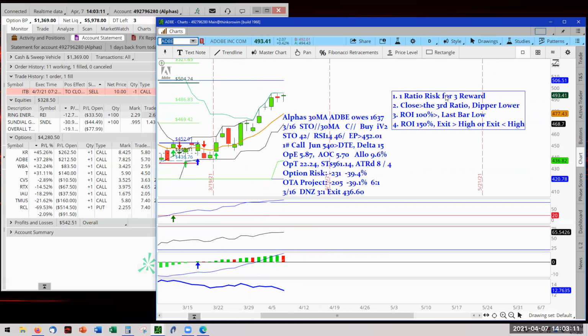First ratio risk for 3-to-1. Close above the third ratio, go for the dipper low. Rule number 3, 100 ROI, last bar low. And rule number 4, which we don't encounter often, but it happens.